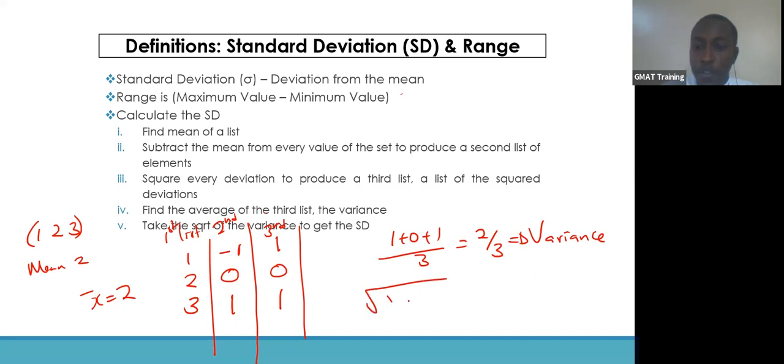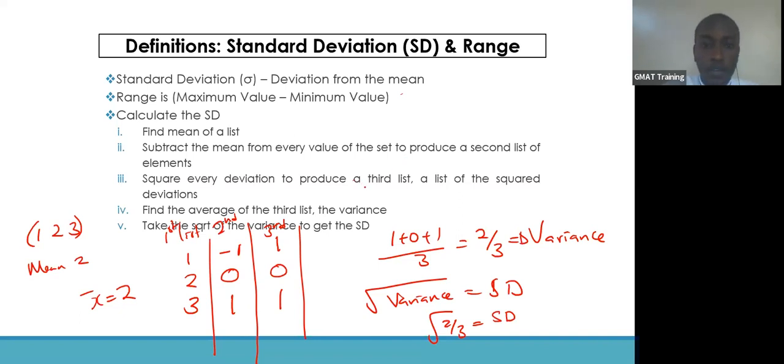Now the square root of the variance is the standard deviation. I'll use SD to mean the standard deviation. And how do we do that? We do the square root of 2 over 3. And that should be the standard deviation. You can do it using the calculator, but the GMAT will not expect you to find the square root of 2 over 3. And that's how you calculate the standard deviation.